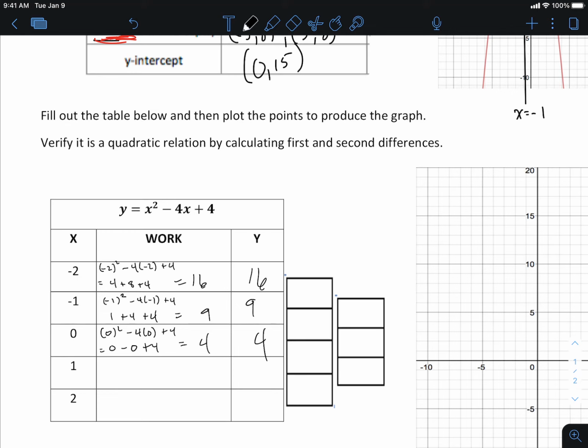Okay. 1 squared minus 4 times 1 plus 4. 1 squared is 1. Minus 4 times 1 is minus 4 plus 4. That should equal 1. And the last one, 2 squared minus 4 times 2 plus 4. That's 4 minus 8 plus 4. Okay, that'll be equal to 0.